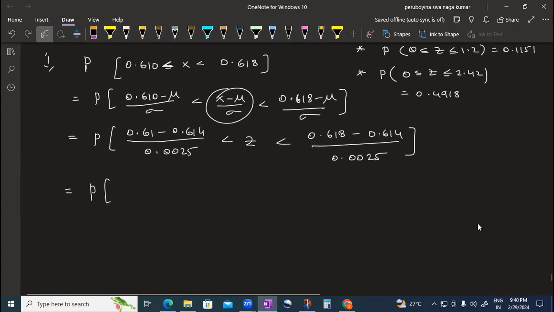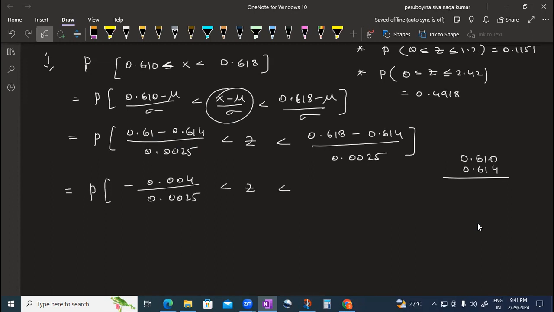So that is equal to probability of 0.61. You have to subtract this. So I am doing here 0.610 and 0.614. How much will it be? It is better to subtract this part. So minus 0.004 divided by 0.0025, less than the covered area, less than this one, 0.004 divided by 0.0025.